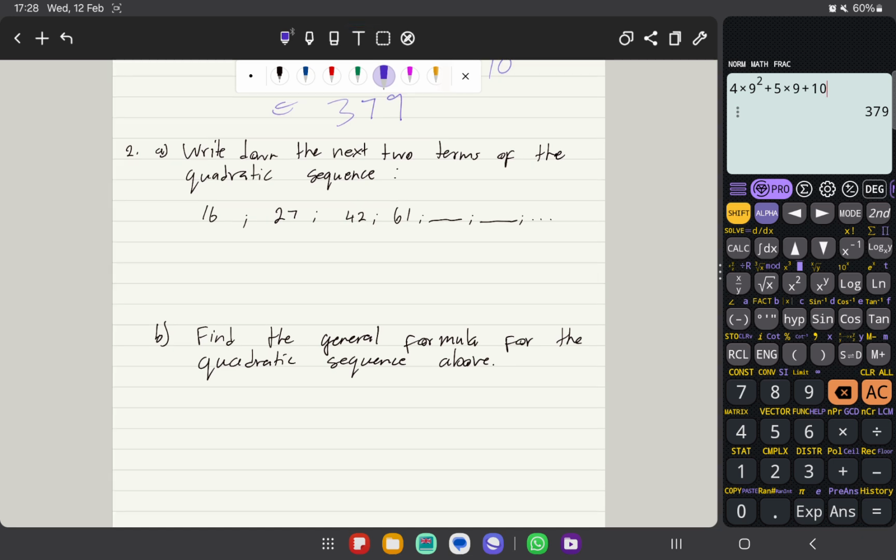Actually, I wish I would have maybe spiced it up, like the last question we did under linear sequences. Let me see. Find the general formula for the quadratic sequence above. I think I have something interesting.